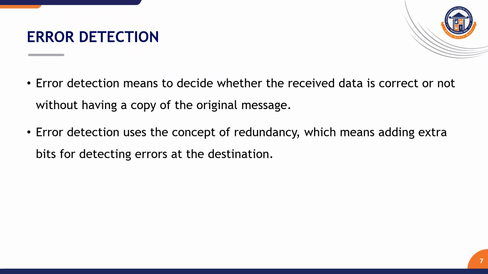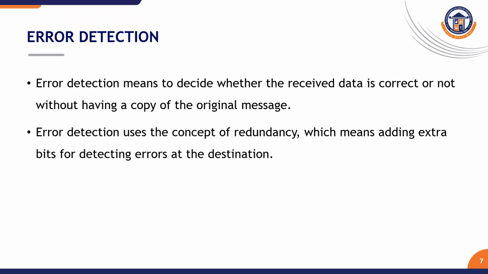So far we have discussed the types of error we have, and now it is time to discuss how we can detect those errors. Error detection means deciding whether the received data is correct or not without having a copy of the original message. So I don't have a copy of the original message, and I have to find out whether the received message is correct or not, and this is mostly going to happen at the receiver side.